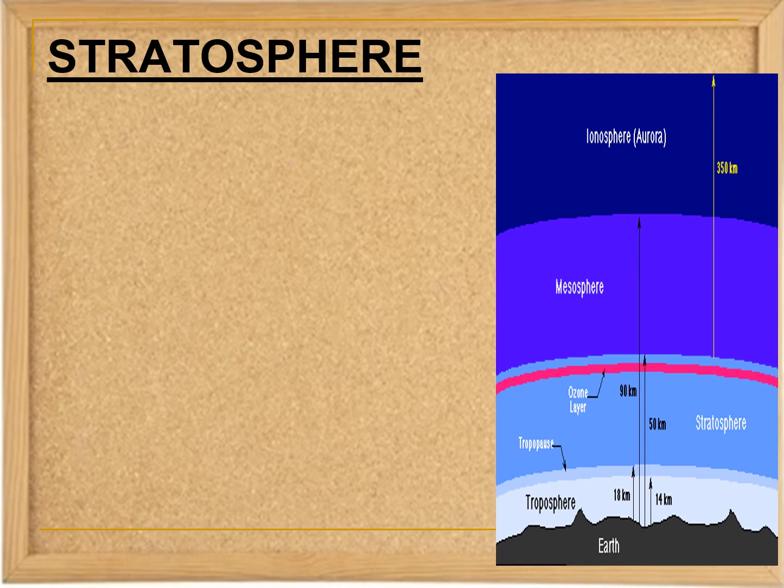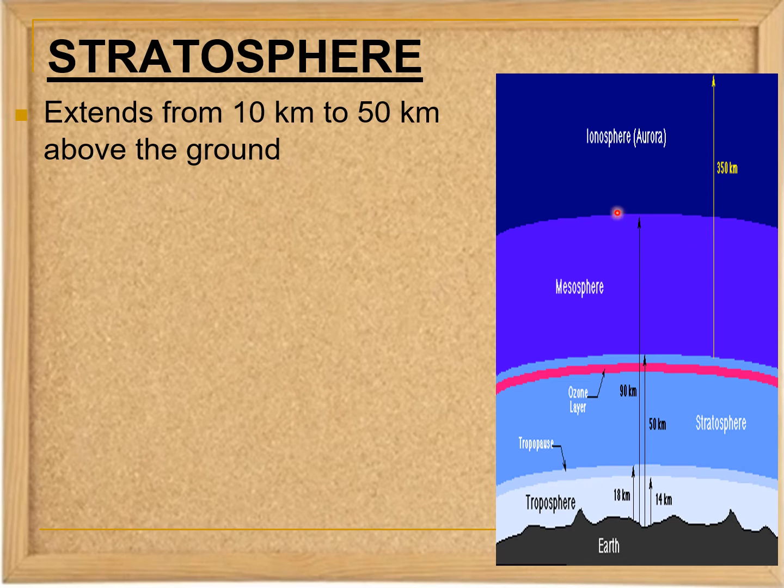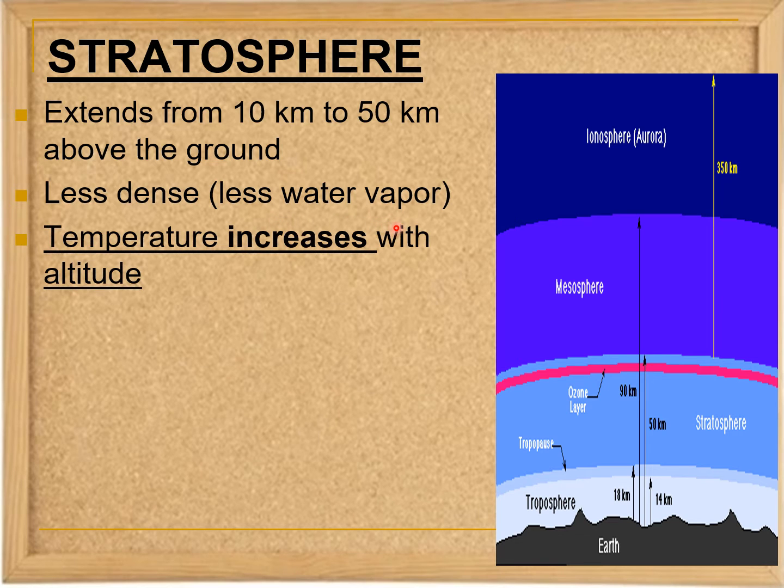Okay, now we have your stratosphere. Your stratosphere extends from 10 kilometers to 50 kilometers above the ground. Also, it is less dense, meaning it's not that heavy compared to your troposphere, because there will be less water vapor or fewer air molecules staying in your stratosphere.